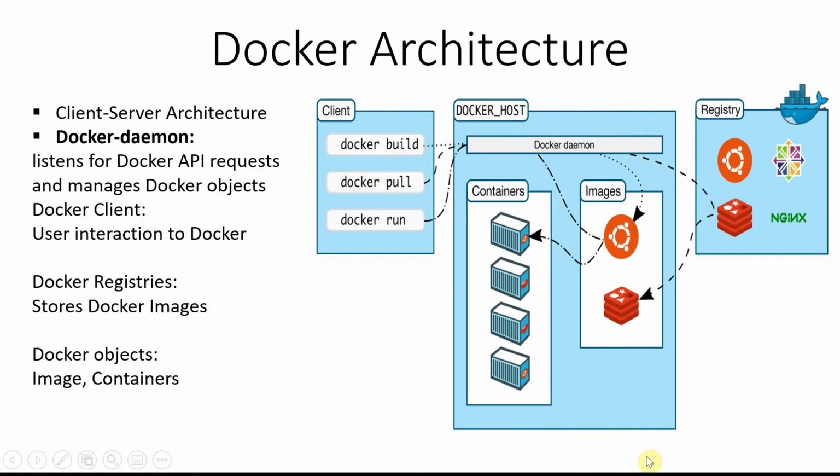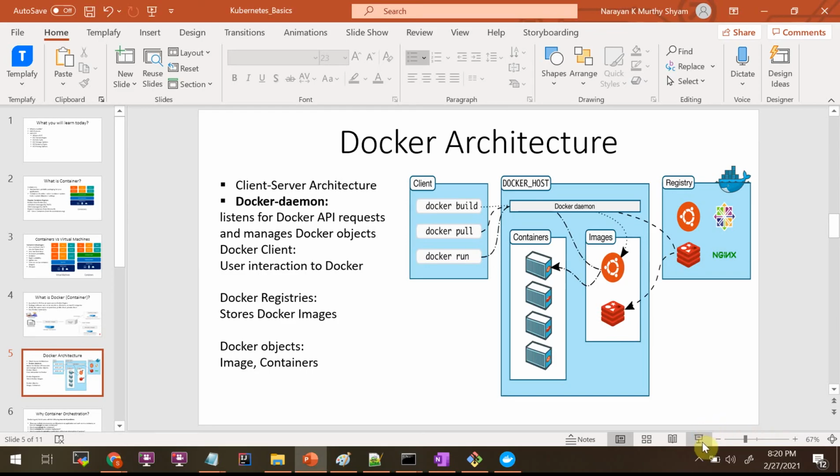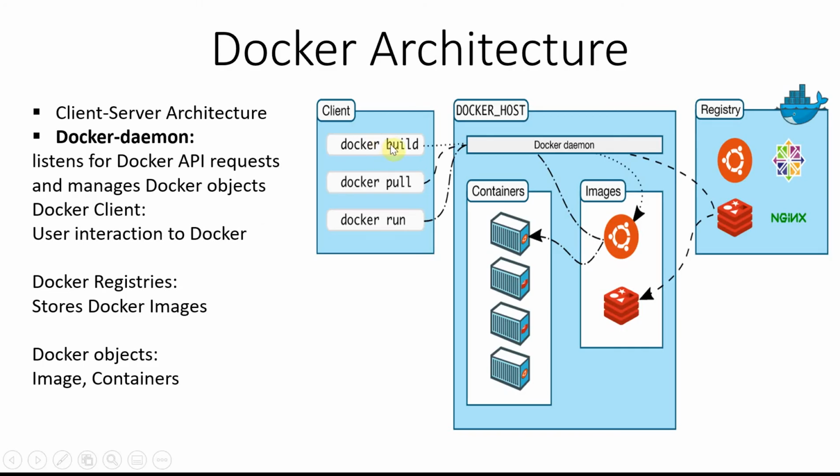So this is where my Docker software is running. This is my Docker Desktop, which is already running, and it is acting as a server. Every command that we give first goes to the Docker daemon. The Docker daemon will check whether this image is already there or not. If it is not there, it will go to the registry and pull it. It pulls the image if it is not already installed, and then it will run this image.